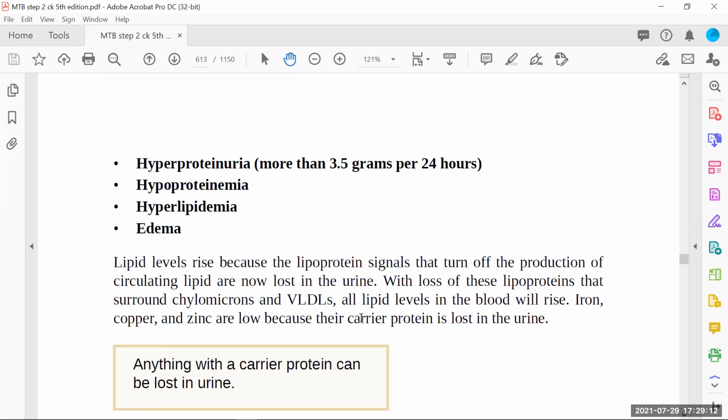So once the traveler protein, which is called the carrier protein, is not there, think about this: copper, zinc and iron will also not work properly. Why are they not working properly? Because their carrier protein is actually lost in the urine.